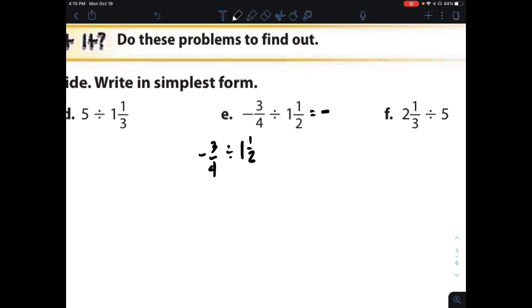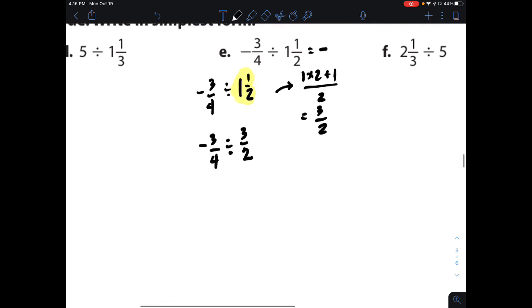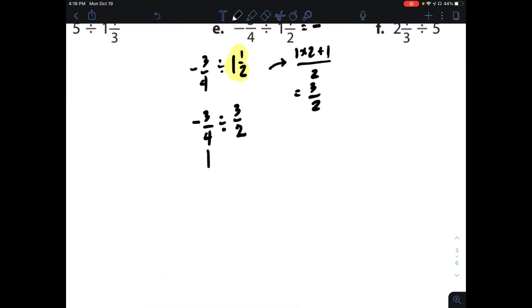Okay, first step, we need to convert our 1 and 1/2 into an improper fraction. So this is 1 times 2 plus 1 over 2, which gives us 3/2. So I am going to rewrite this as negative 3/4 divided by 3/2. Now that's an improper fraction. We can now follow our rules on division of fractions. We simply bring down 3/4, and this becomes multiplication, and we get the reciprocal of 3 over 2, which is 2 over 3.